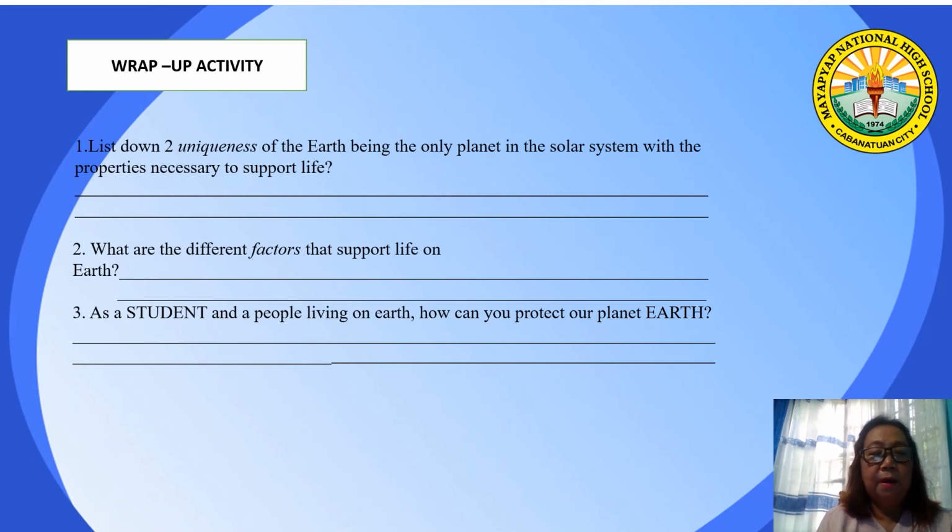Now we have to wrap up these activities. You are going to answer on your answer sheet in a long bond paper. Number 1, list down two uniqueness of the Earth being the only planet in the solar system with properties necessary to support life. For number 2, what are the different factors that support life on Earth? And the last question, as a student and a person living on Earth, how can you protect our planet Earth?